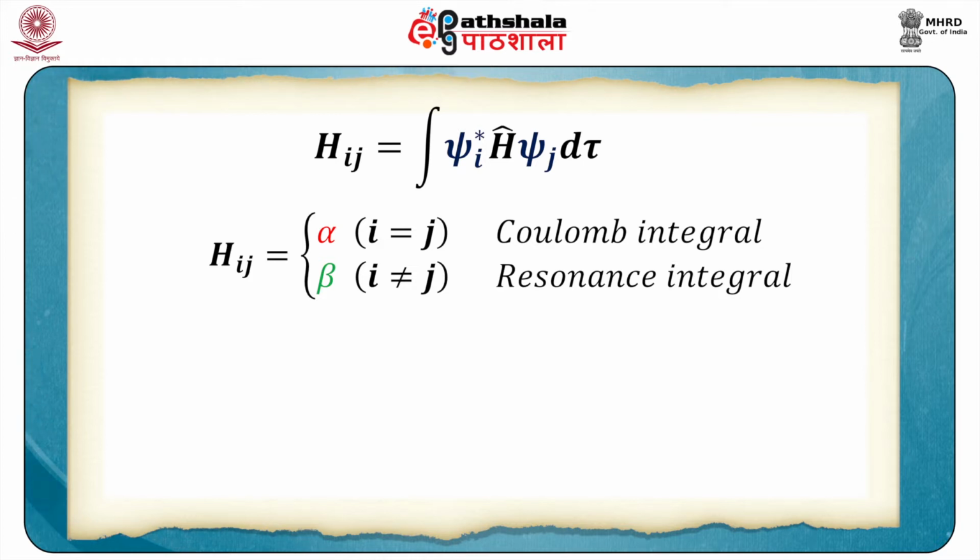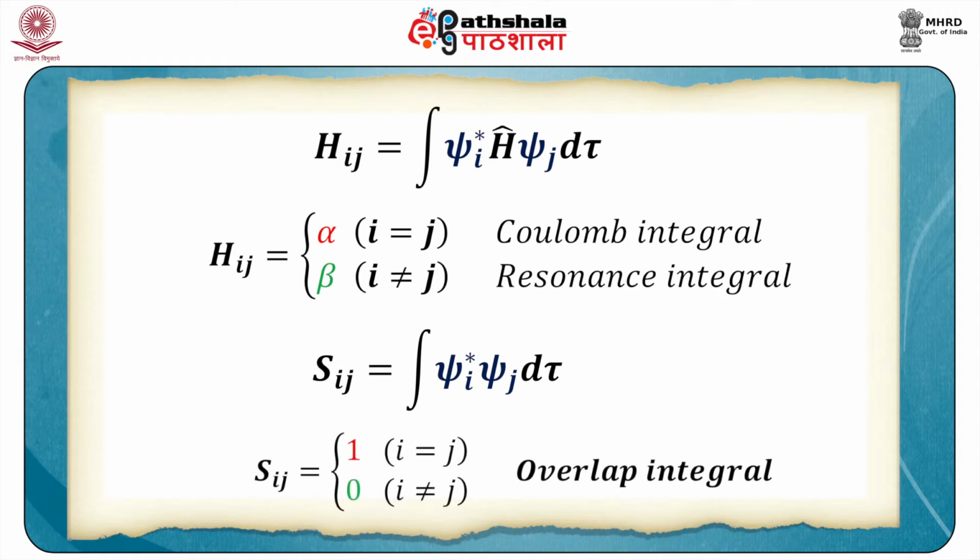Similarly, according to the Huckel approximation, the corresponding S ij, which is also an integral, psi i star psi j d tau, is taken to be equal to 1 if i is equal to j, and the corresponding integral, which is called the overlap integral, is taken to be 0 if i is not equal to j.